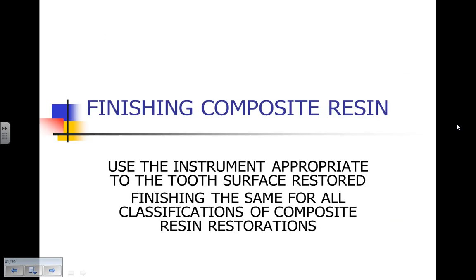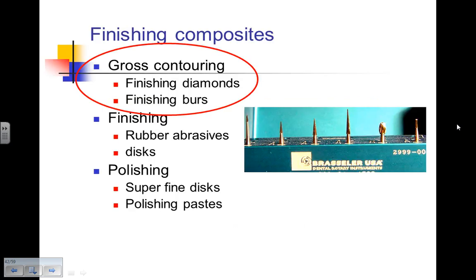Finishing the composite is universally the same. We use the instrument that's appropriate to the tooth surface being restored for its shape. We use the same sequence of finishing, going from coarser finishing to finer finishing. For composites, we start with finishing diamonds and finishing burrs, and for the Class 3, we'd use that egg-shaped finishing burr.